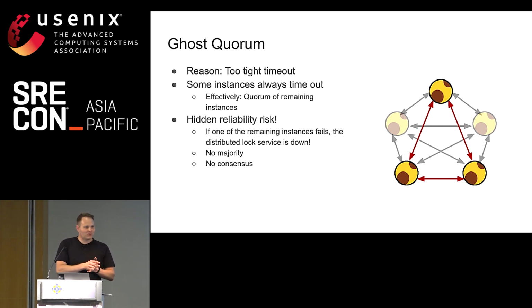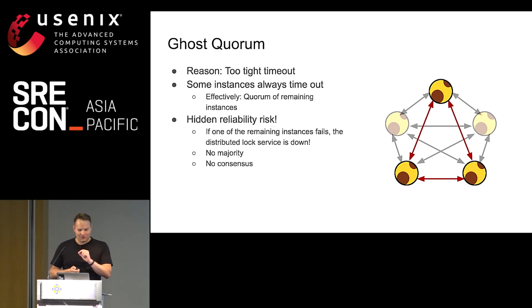The timeout was too tight because, please remember, we are working on this wide quorum all over the world. And I was running these experiments out of my home in Munich, and Sydney is a bit away, even network-wise, from Munich. So some of the instances always timed out. It were always the same two instances whose answers I was ignoring. And this is a hidden reliability risk.